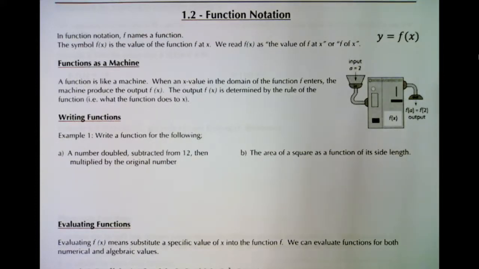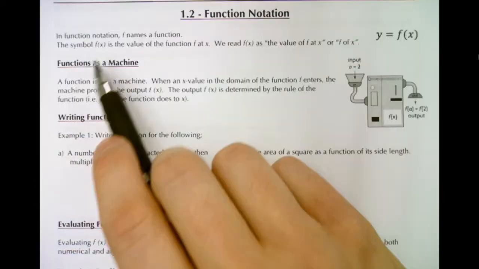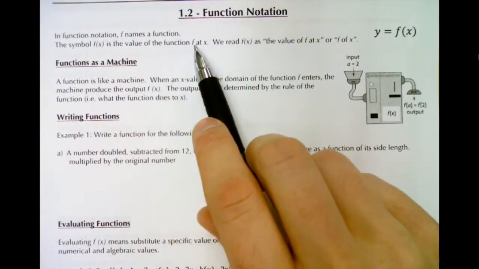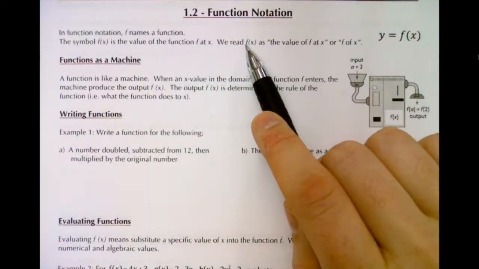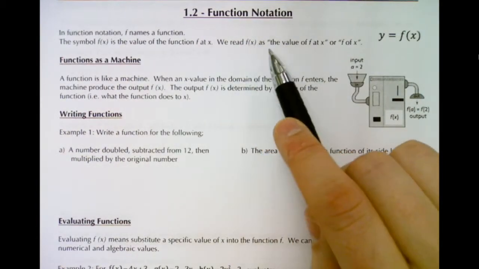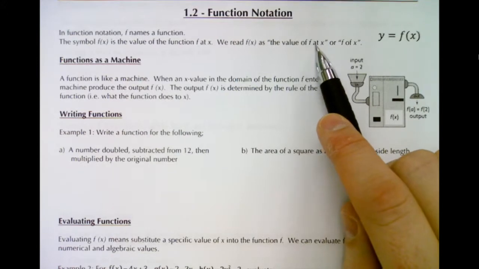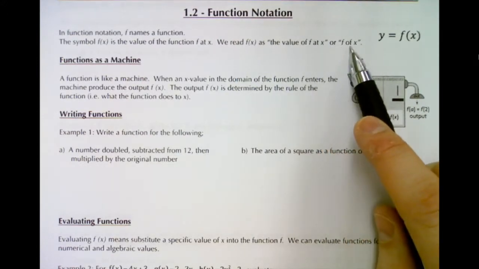Okay, this is lesson 1.2, function notation. In function notation, the letter f is the name of the function. So the symbol f of x is the value of function f at a given x value. We read f of x as the value of f at x, or f of x.